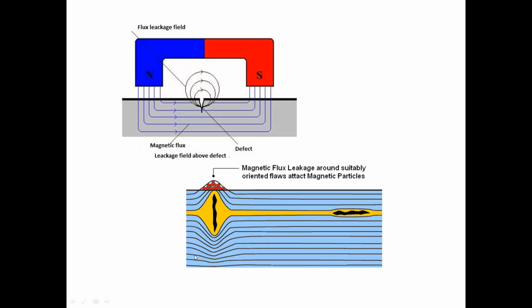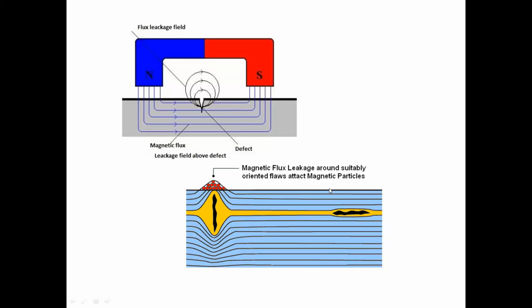See this, here the magnetic lines are parallel, but if there is a crack, the crack changes the direction of the magnetic field lines, which causes some field to leak to the surface. That attracts the magnetic particles. If you spill the magnetic particles on the surface where the leakage of magnetic field is there, they attract these magnetic particles. If the magnetic particles accumulate at a particular place, that indicates there is a defect at that place.